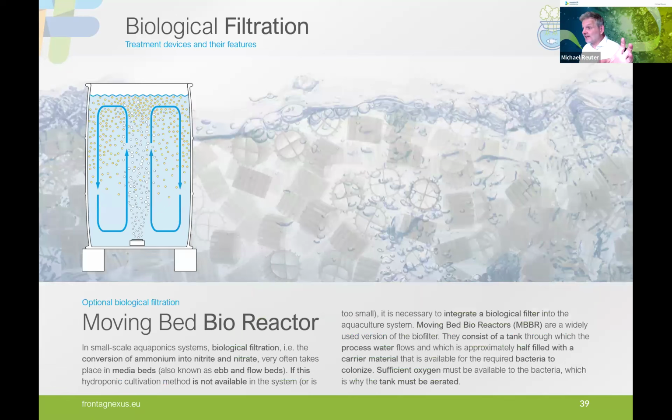So let's shortly have a closer look at the moving bed bioreactor. As I already said, we will need heavy aeration here that helps us to move the media where the bacteria live on inside of the filter to provide good mixing, but also to provide some movement and scratching on the media so that the biofilm gets a little bit of abrasion so that it doesn't get too big and the efficiency of the biofilter remains intact.